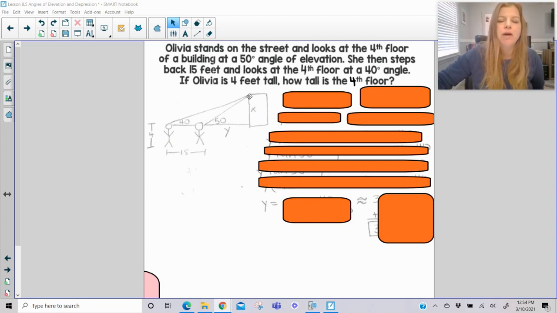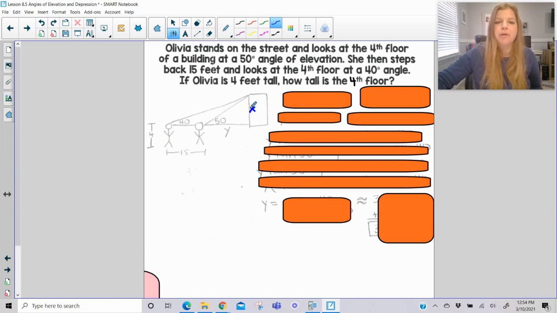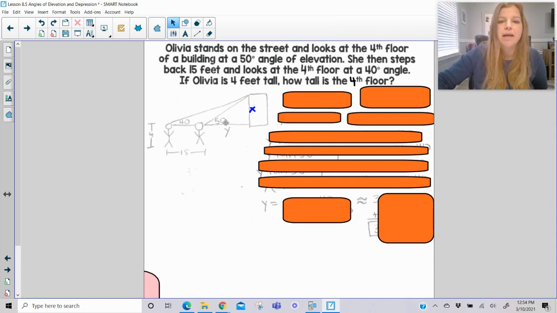So first off, I'm labeling the height of the building by her eyesight as x. Now, that's not the full height of the building. That's, of course, just the height at her eyesight. So it's really the height of the building minus the 4 feet. And some ratios I can set up are figuring out this length here in relation to how far away she is from the building originally, and then knowing that she's going to step back an additional 15 feet at a 40-degree angle and setting that up.